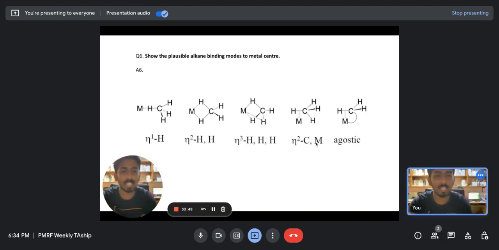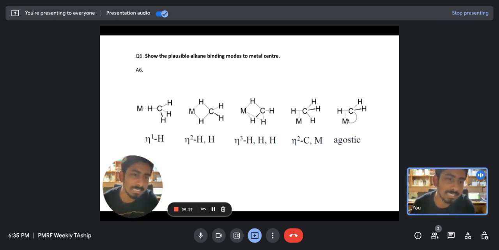Another one is the eta 2 carbon metal interaction. Here you can see the CH sigma star bond is interacting with the metal center, and the metal is not interacting with any other CH bond. And the last one is the most popular one, which I have talked about earlier, the agostic interaction. Here you can see the CH bond is having an interaction with the metal center, but the carbon is also having an interaction.